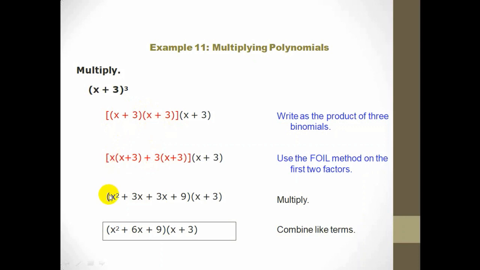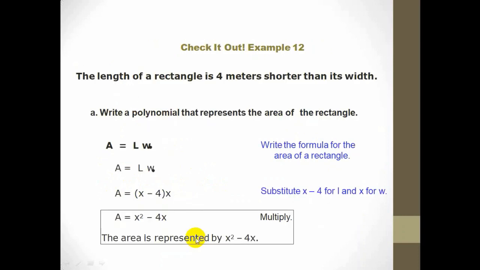Now x multiplied by x is x square, 3 multiplied by x is 3x, 3 multiplied by x is 3x, and 3 multiplied by 3 is 9. Now multiply this polynomial with this binomial. So x cube plus x6 plus 9 multiplied by x plus 3.